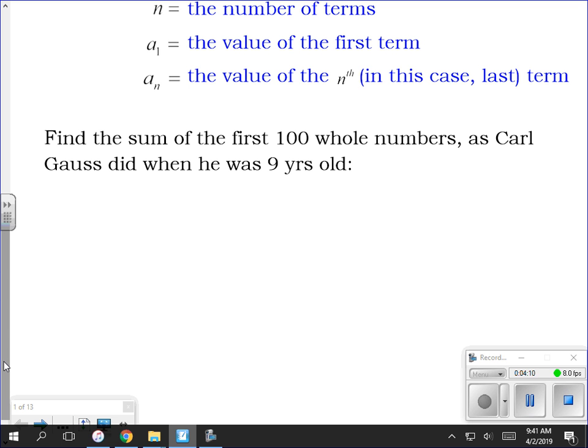It says find the sum of the first 100 whole numbers, as Carl Gauss did when he was 9 years old. Carl Gauss is one of the greatest mathematicians that ever lived. Before Germany went on the euro, his picture was on the 10 mark note. Okay, a mathematician with his face on money, that's a big deal.